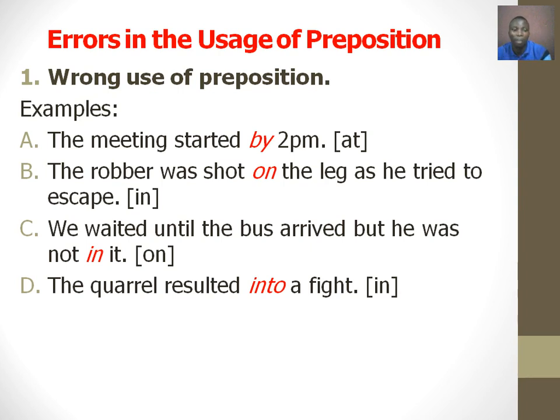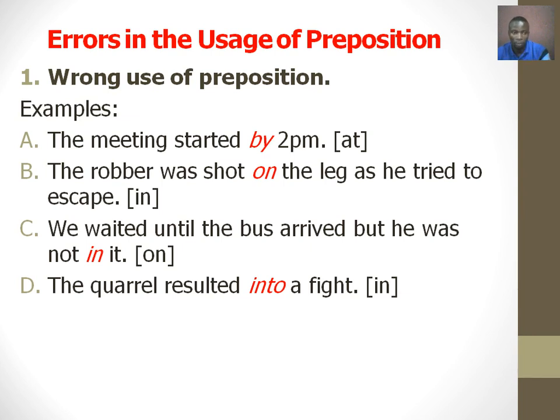Now let's have some examples as displayed on the screen for you. The meeting started by 2 p.m. I would not say that, because I am talking about a particular point in time, an exact time. So I would rather say the meeting started at 2 p.m. Understand that the prepositions in bracket are the correct prepositions, while the ones colored red are the wrong prepositions. So substitute the ones in bracket for the ones in red color.